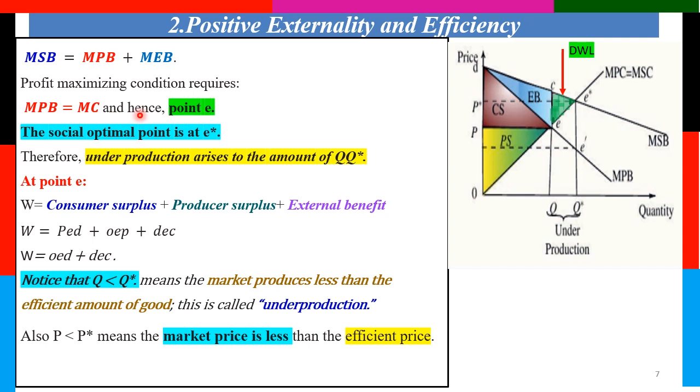Unlike the negative. Under the negative, the profit maximization condition is, as I told you, that marginal cost must equal the price. But under the positive externality, profit is maximum if the marginal private benefit is equal to the marginal cost at point E, here at this point. Therefore, the production arises at the amount Q, and Q star. Under the positive externality, there is underproduction. Unlike the negative externality, where we have overproduction, under the positive externality there is a condition of underproduction.